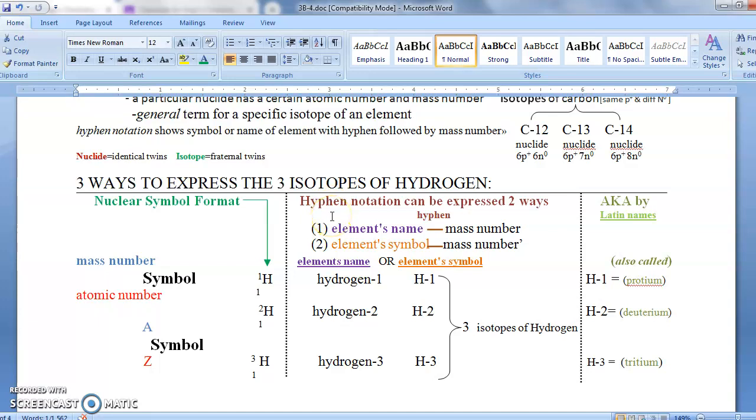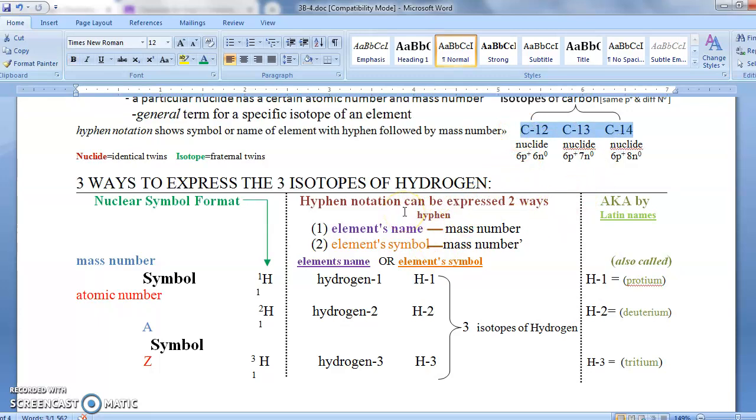Isotopes are just the different forms of atoms that a particular element can have. For instance, carbon has 3 isotopes, carbon 12, carbon 13, and carbon 14. Hyphen notation is asking us to express it where you write the element's name, hyphen, mass number, or element symbol, hyphen, mass number. Here it's symbol, hyphen, mass number.